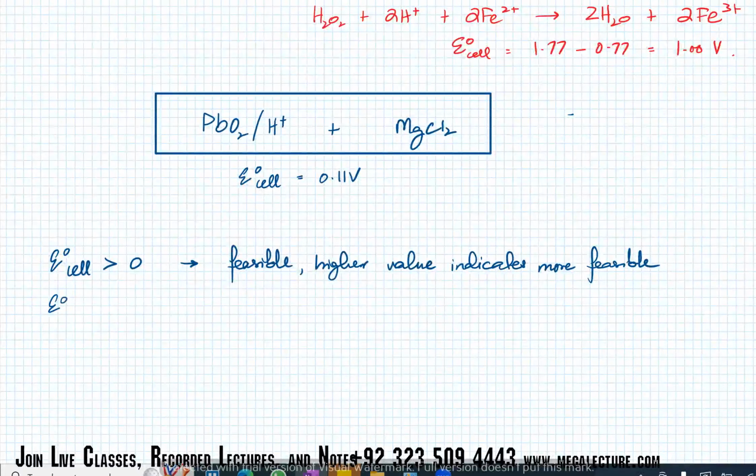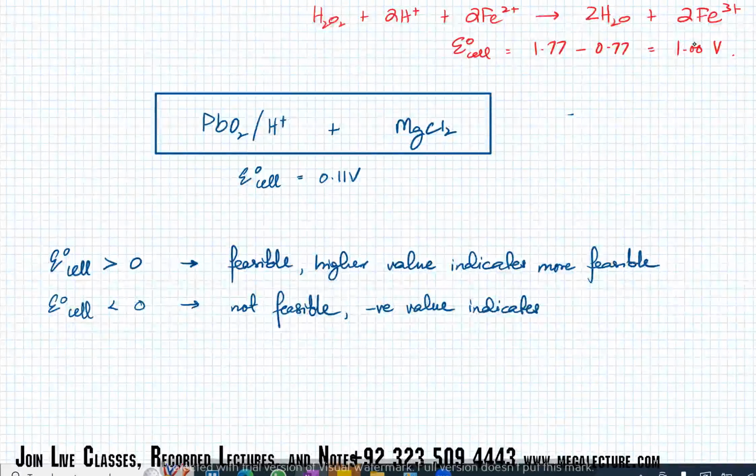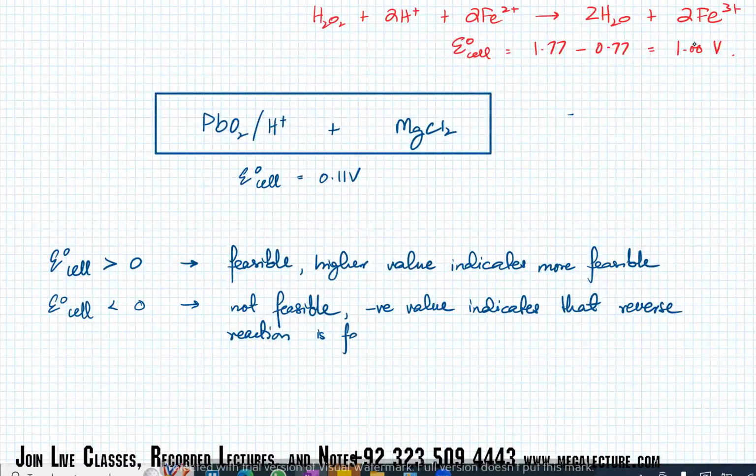An E naught cell of 0 or less indicates that, so if it's less than 0 or 0, that means no reaction will happen. So not feasible, no reaction would happen. And instead, a negative value indicates that the reaction would probably happen in the opposite direction. That the reverse reaction is feasible, not the forward reaction.